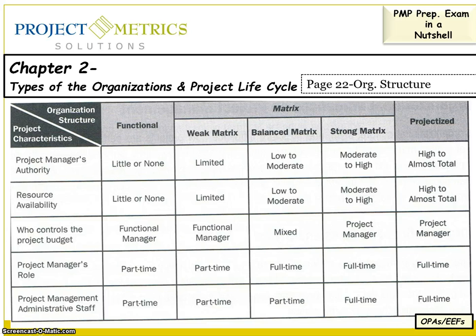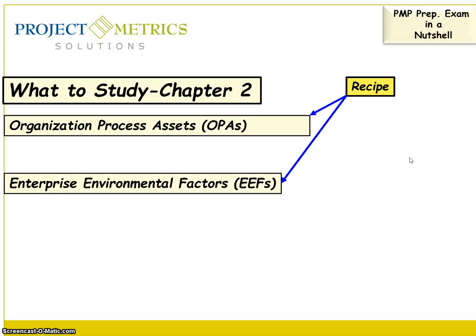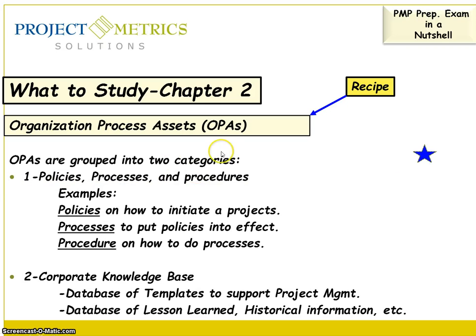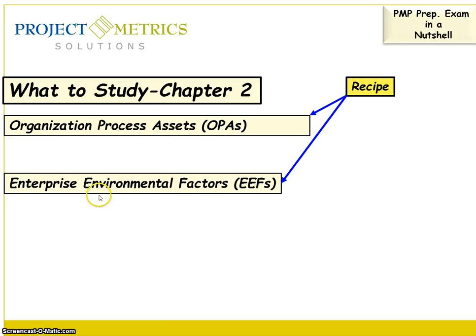Now I'd like to introduce you to two definitions. I consider them as recipes. One very important recipe is called organization process assets. That gives the flavor for your company or organization when you accomplish a project. And another recipe is called enterprise environmental factors. The difference is that organization process assets are something you control, and the enterprise environmental factors are something you don't have control over.